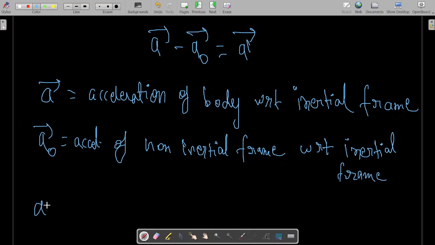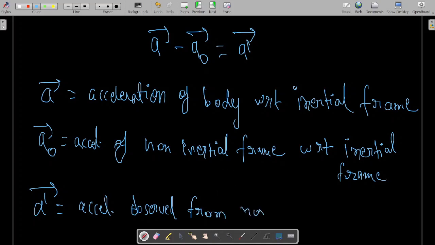And your A prime is the acceleration observed from non-inertial frame. So A is the acceleration of body with respect to inertial frame, A naught is the acceleration of non-inertial frame with respect to inertial frame, and A prime is the acceleration observed from non-inertial frame.